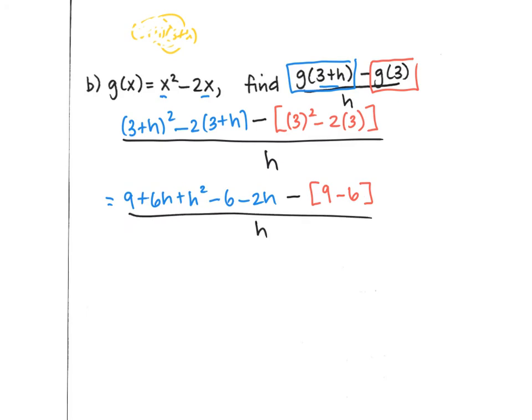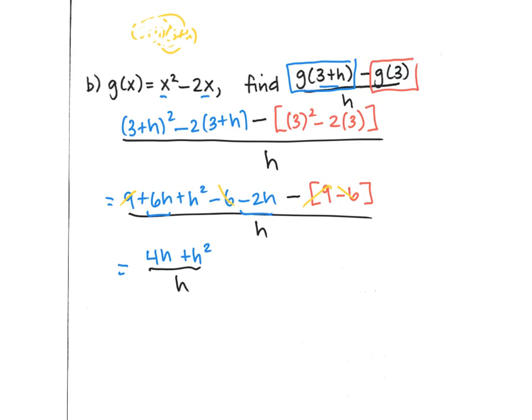Let's see if I can see things to cancel. What do we have? We have a 9 minus 9, that'll go. I see a 6h and a minus 2h, so that's going to be 4h plus h squared. And then I have a minus 6 minus negative 6. So that's going to cancel to nothing because negative 6 plus 6. And then the entire expression is over h.